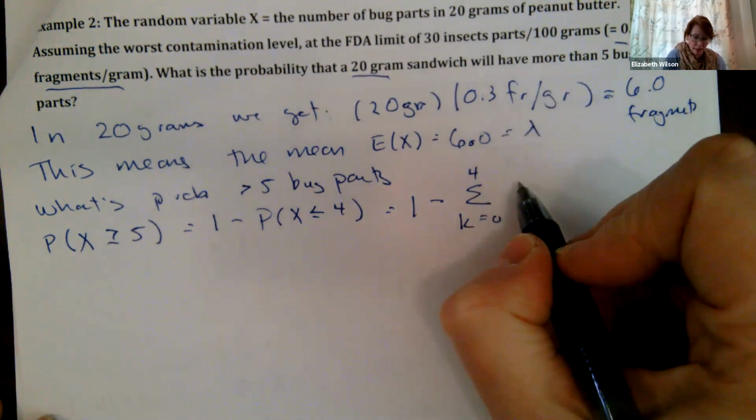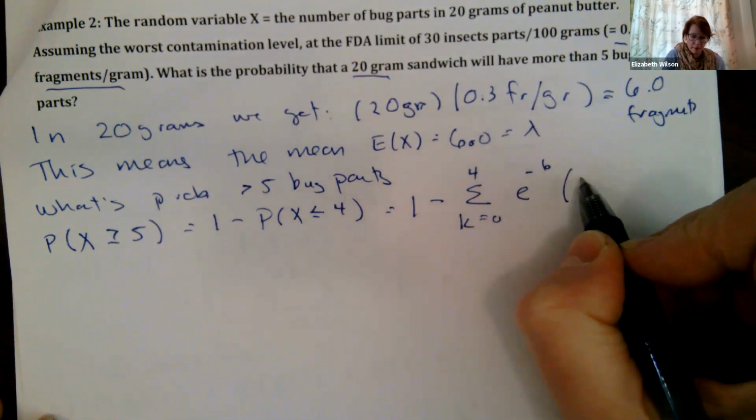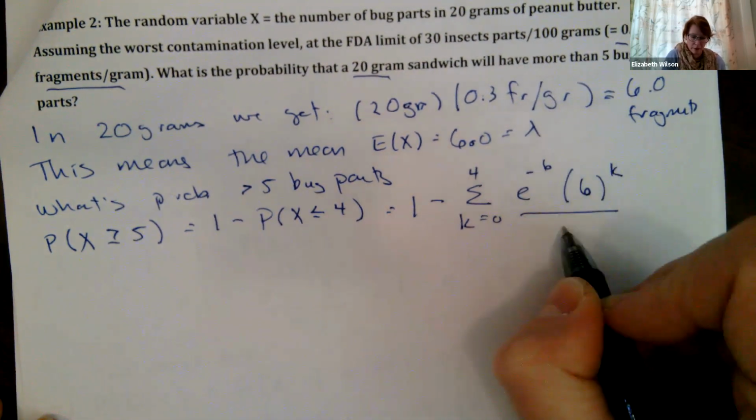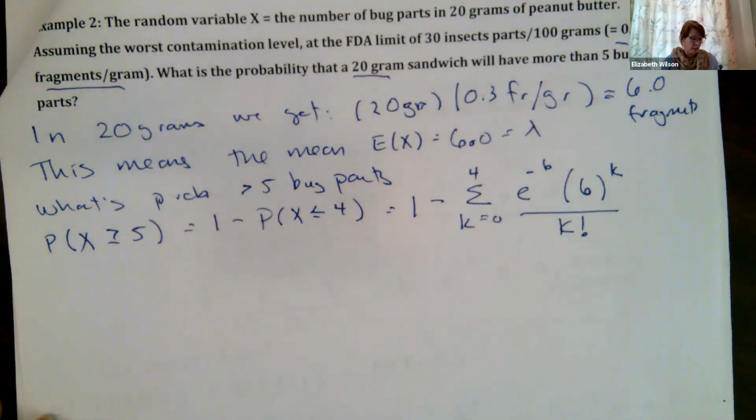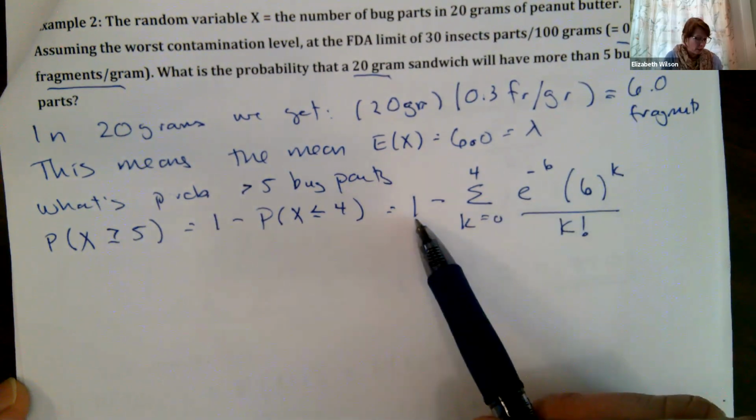Okay, so this is e to the minus 6. This is e to the minus lambda, lambda raised to the k power all over k factorial. So we would loop through from k equals 0. Remember, 0 factorial is 1. K equals 0, k equals 1, k equals 2, 3, and 4. We're going to sum up all of those values, and we're going to subtract that sum from 1, okay?